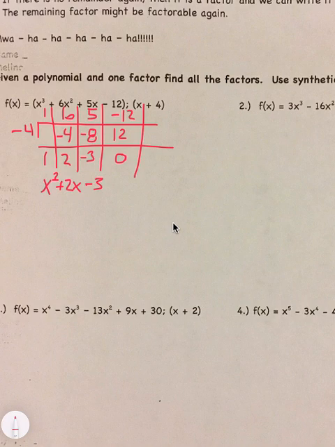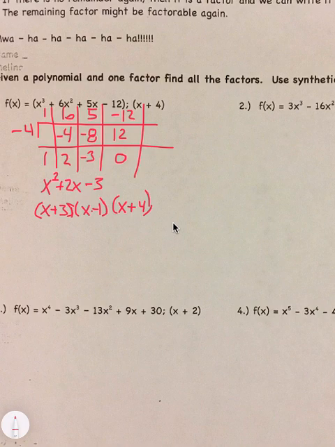Okay, can we factor this out using A times C method? Yes, we can. The two numbers that multiply would be negative 3 and add up to 2 would be 3 and negative 1. So we know this can be x plus 3 times x minus 1. And our last factor is the given one, x plus 4. So if we're just finding all factors, we are done at this point.